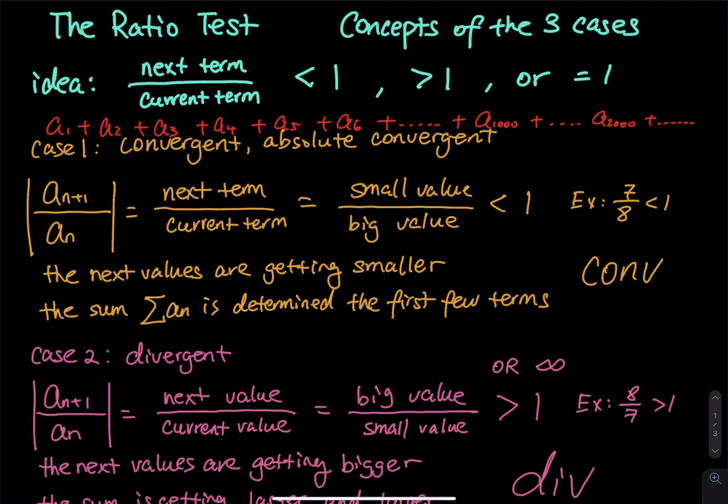So the series is only determined by the first couple of terms, maybe from A1 all the way to A20. Because as you look all the way to the right of the red line, the red sum, those terms on the right are so small that they really don't affect the sum too much. So in this case, the sum is equal to a real number, and therefore the series is convergent.